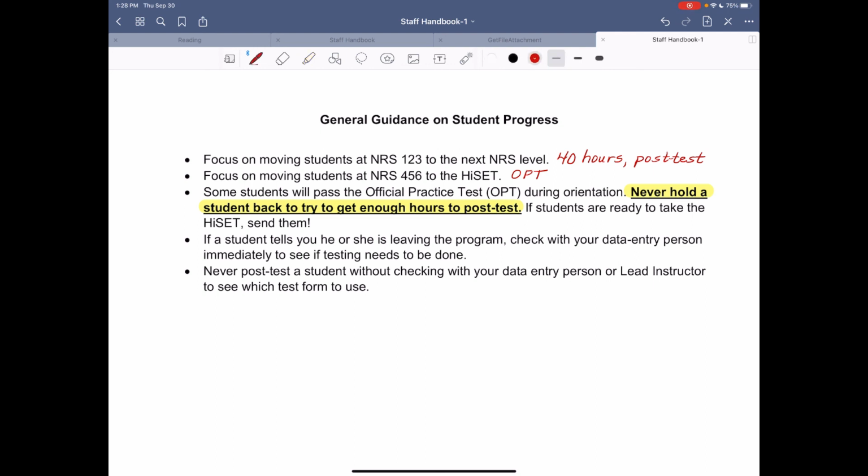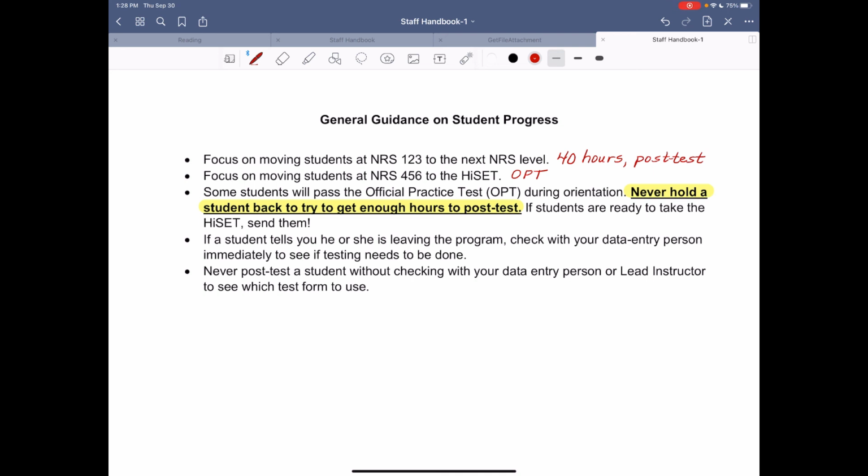If a student tells you he or she is leaving the program, check with your data entry person immediately to see if any post-testing or official practice testing needs to be done. Never post-test a student without checking with your data entry person or your lead instructor to see which test form to use. Remember, it's an audit finding to use the same test form back to back.